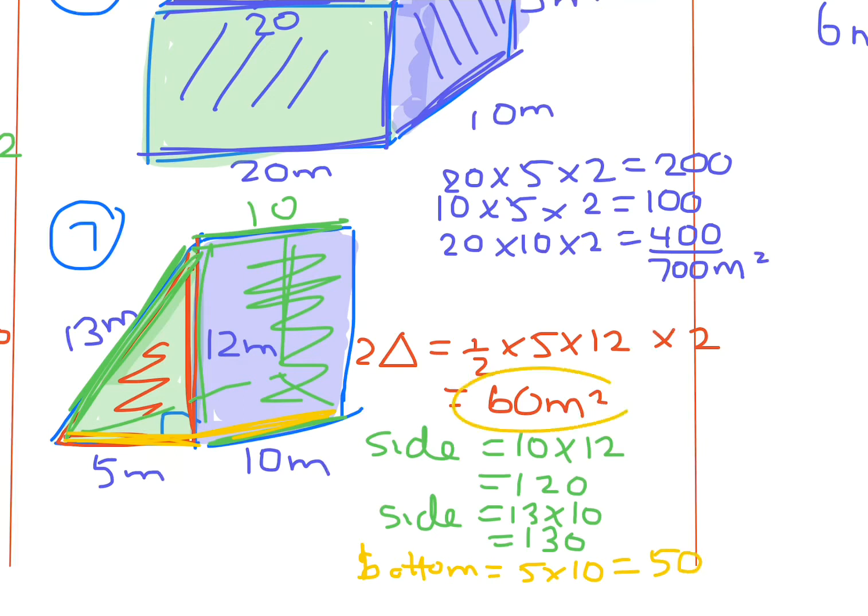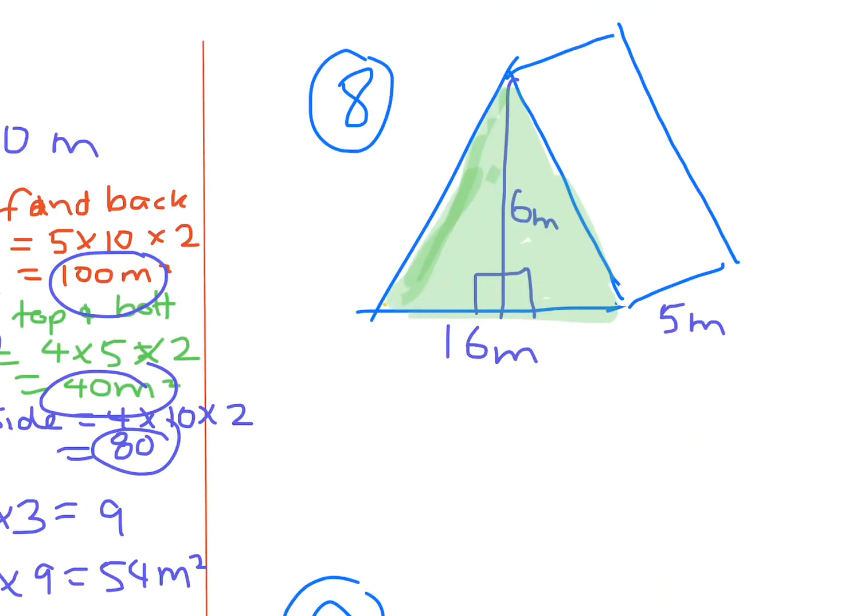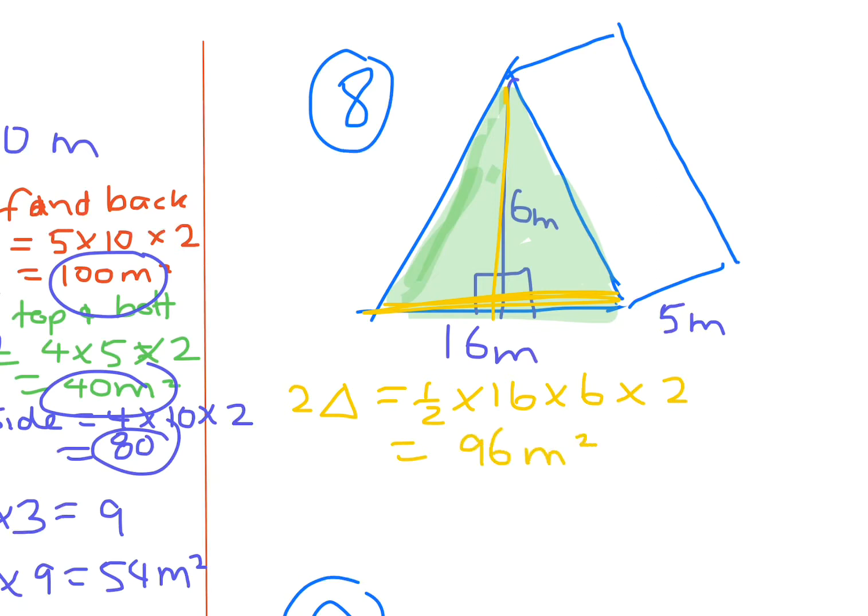Okay, so the total would be 60 plus 120 plus 130 plus 50. That's 100, 200, 150, 200, 100, 200, 250, 300, 360 metres squared. That's the total surface area. Okay, so this one here, do the triangle. So there's 2 triangles, so it's 1/2 the base times the height, but there's 2 of those. So you get 96 metres squared.